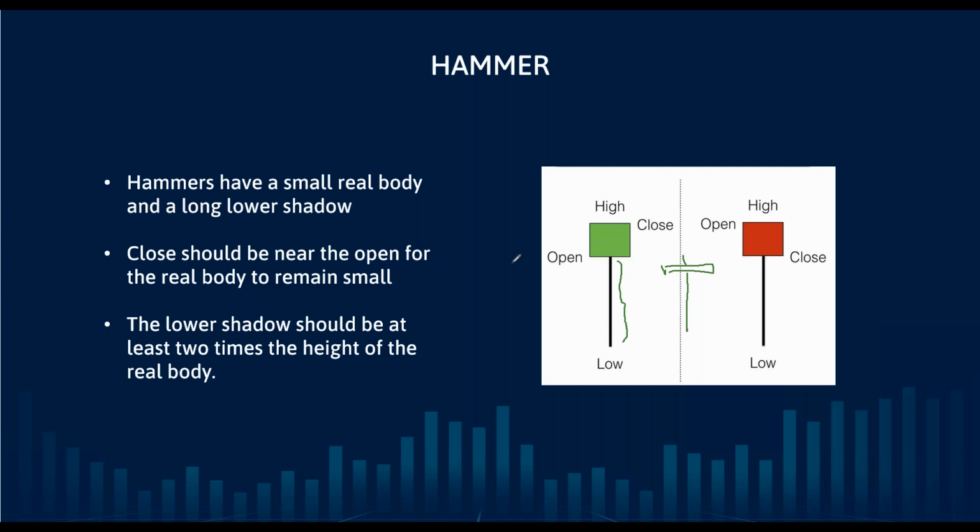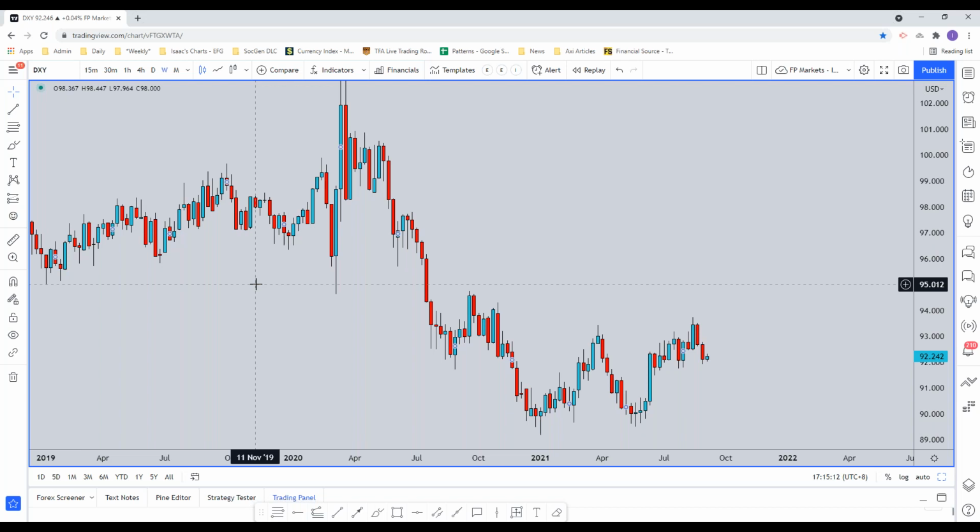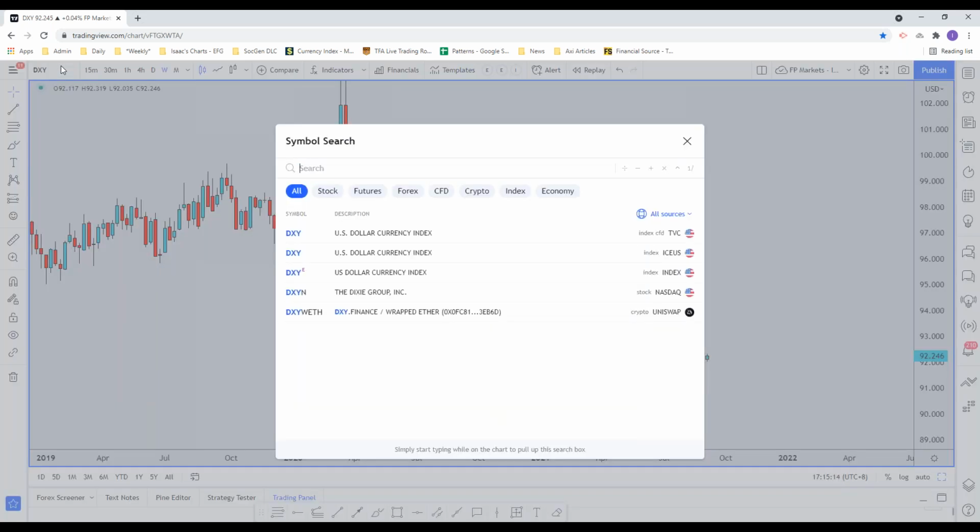Here it also says the lower shadow should be at least 2 times the height of the real body. That is theoretically speaking. In real life, we don't always see that happen. So I'm just going to use some charts as examples. Let's move over to the charts, and using Michelle's request, let's take a look at BABA.